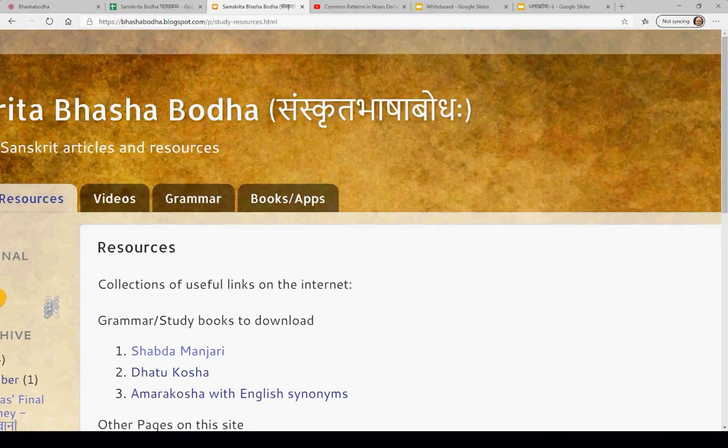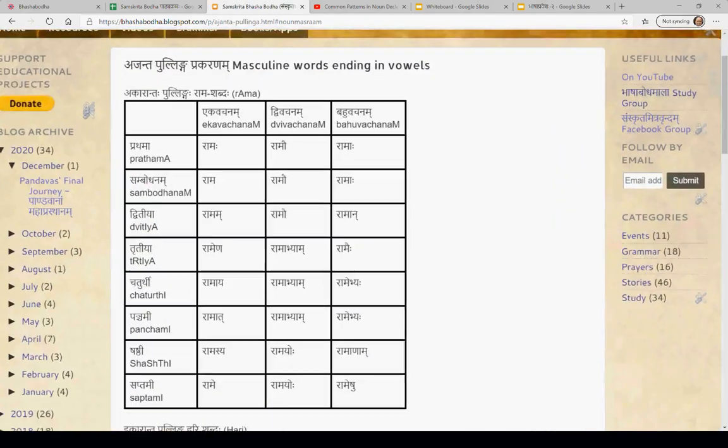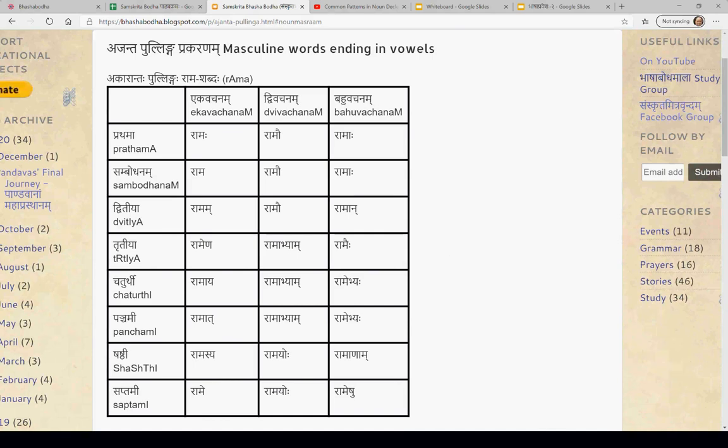Before I close, if you go to grammar and look at these different forms, Rama, Hari, etc., some of you, not all, may already be familiar with them, which makes them easy to remember. But some of you who are new may think, so many forms, how am I going to remember this? It is not difficult, because they mostly follow similar patterns.